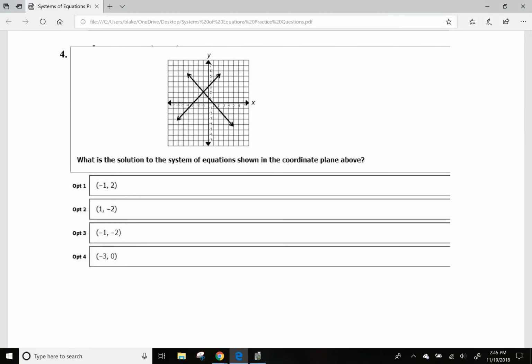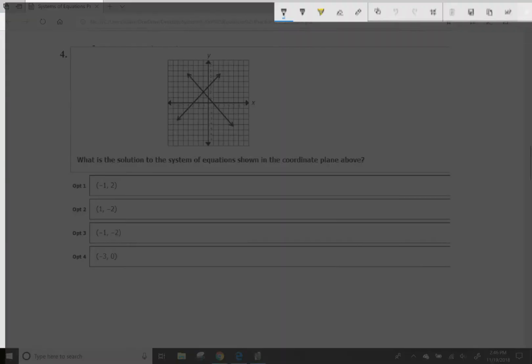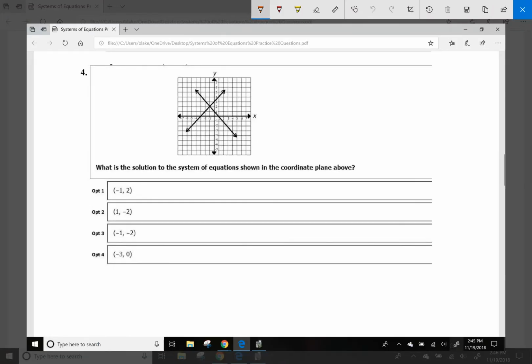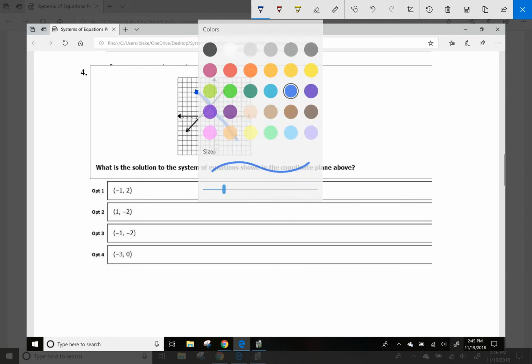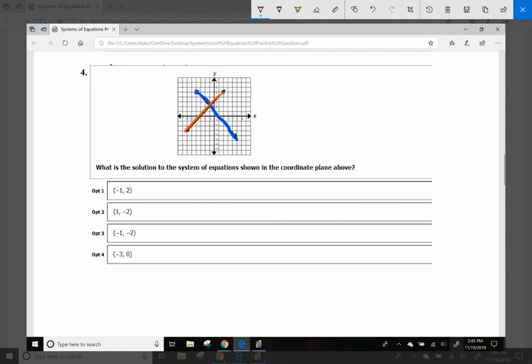So number 4: what is the solution to the system of equations? When it says what is the solution, it wants to know where they cross. This one's a little more like something you've seen over the years. You have one function there, that line, and you have another one here, which is that line. The solution is where those two lines cross. They're clearly crossing right about there, which is (-1, 2), I believe.